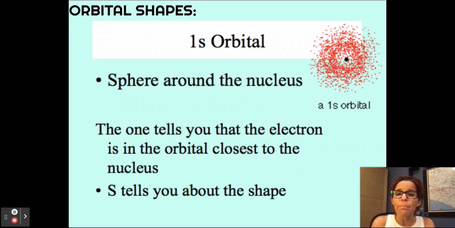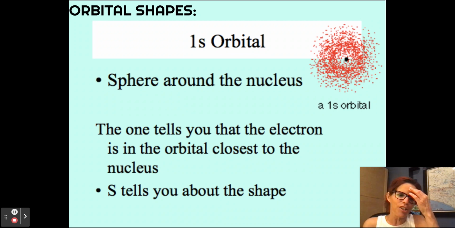The orbital shapes. We're going to expect you to know 2 types of orbital shapes, the S's and the P's. The D's and the F's are so complicated that we're never going to draw them. We're never going to expect you to know them. But the S's and the P's are pretty straightforward. So the S orbitals are a sphere around the nucleus.